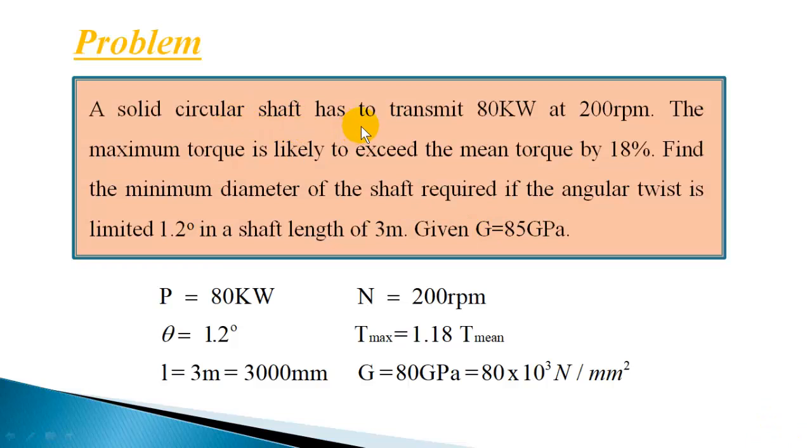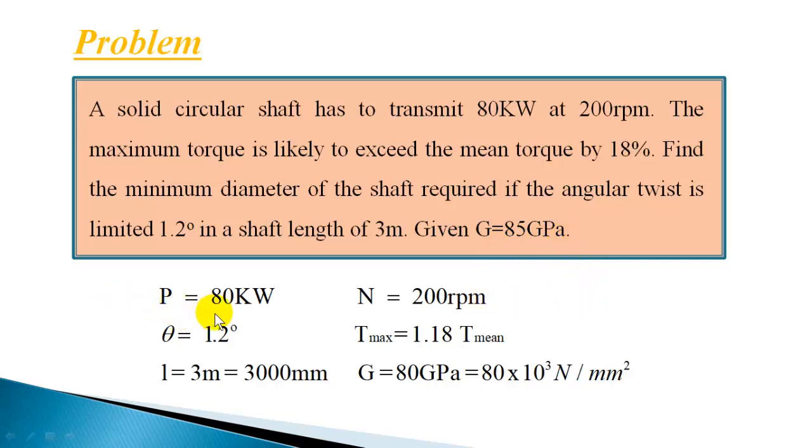A solid circular shaft has to transmit 80 kW at 200 rpm. The maximum torque is likely to exceed the mean torque by 18%. Find the minimum diameter of the shaft required if the angular twist is limited to 1.2 degree in a shaft length of 3 meter. Given G is equal to 85 gigapascal.